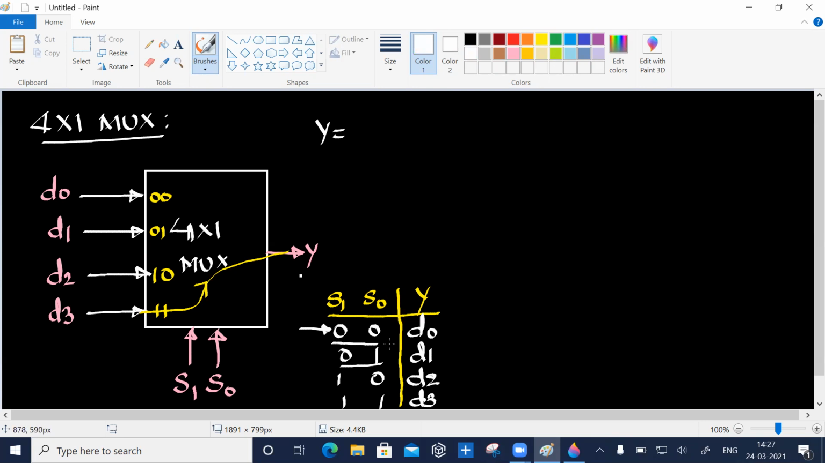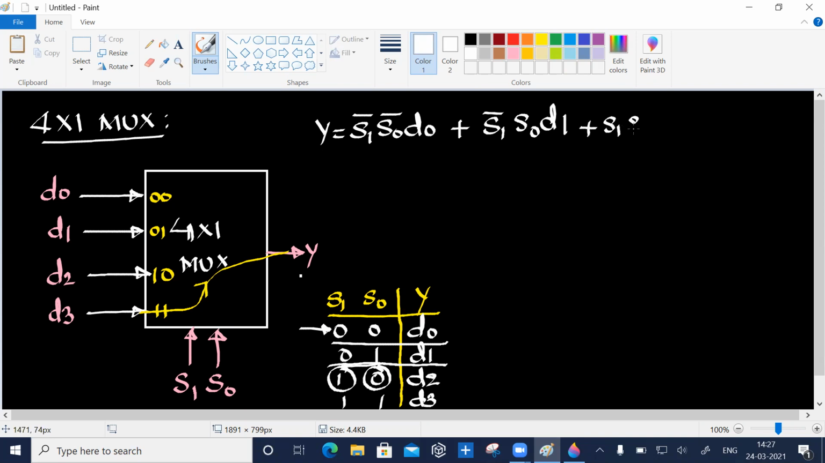So therefore, Y is equal to what I can write. Write this. S1 complement S0 complement D naught, or S1 complement S0 D1. I'm just representing this, nothing else. And now for S1 I have S1, and for S0 I must take complement here. So S1 S0 complement D2, or under S1, S0, the last case is both are 1, so I don't take any complement here, S1 S0 D3. Everybody, did you understand this?